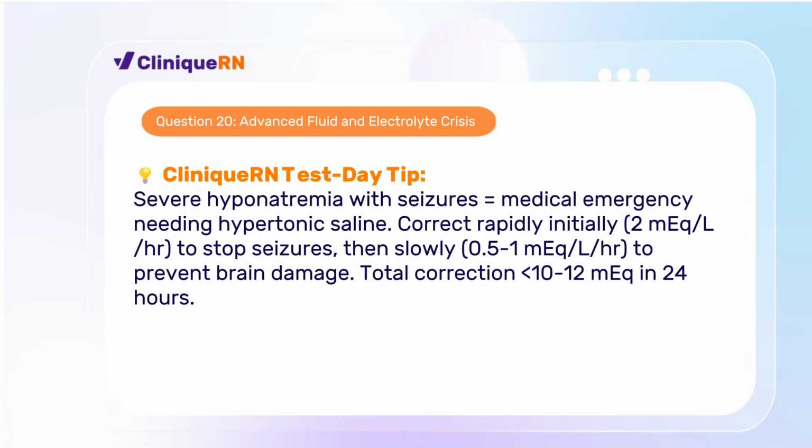Clinique RN Test Day Tip: severe hyponatremia with seizures equals medical emergency needing hypertonic saline. Correct rapidly initially, 2 milliequivalents per liter per hour to stop seizures, then slowly, 0.5 to 1 milliequivalents per liter per hour to prevent brain damage. Total correction is less than 10 to 12 milliequivalents per liter in 24 hours.